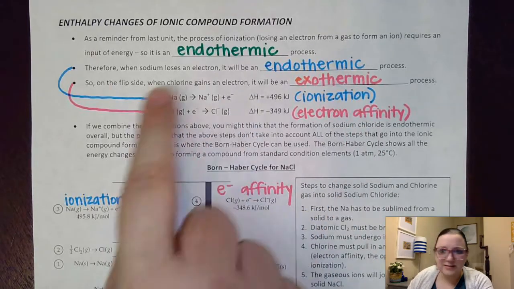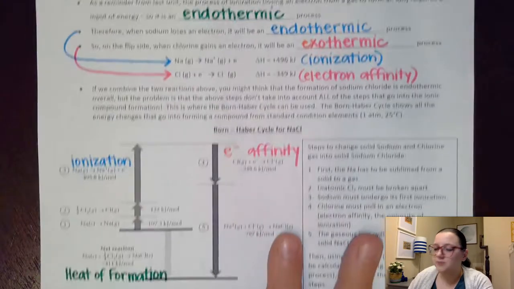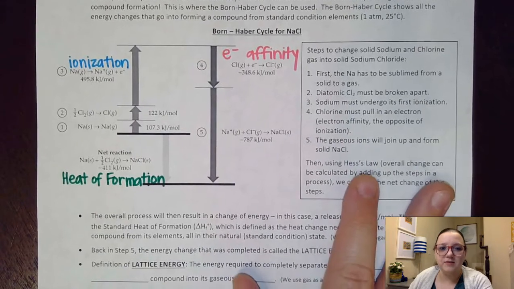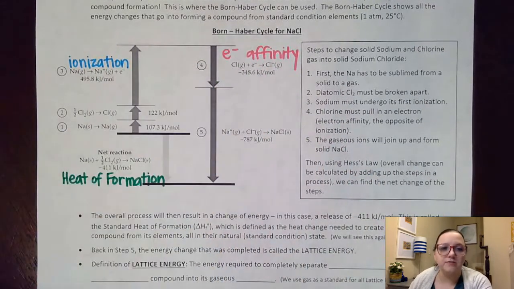Now, these are not the only two processes that have to occur in order to form sodium chloride, which is kind of crazy to think about. So I want to talk about this table down here for just a minute. This chart with all these values on it is what is called the Born-Haber cycle for sodium chloride. Now, I have really good news for us. You do not need to memorize this cycle at all. Don't even stress about it.